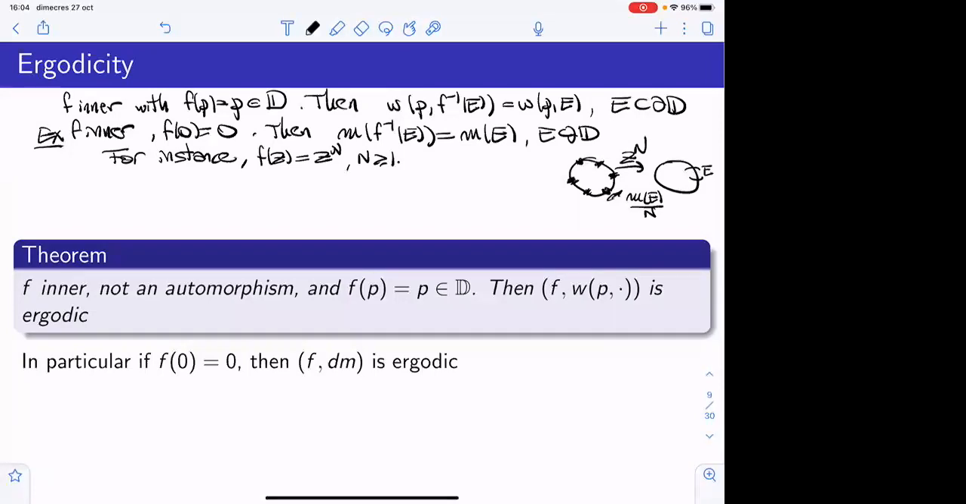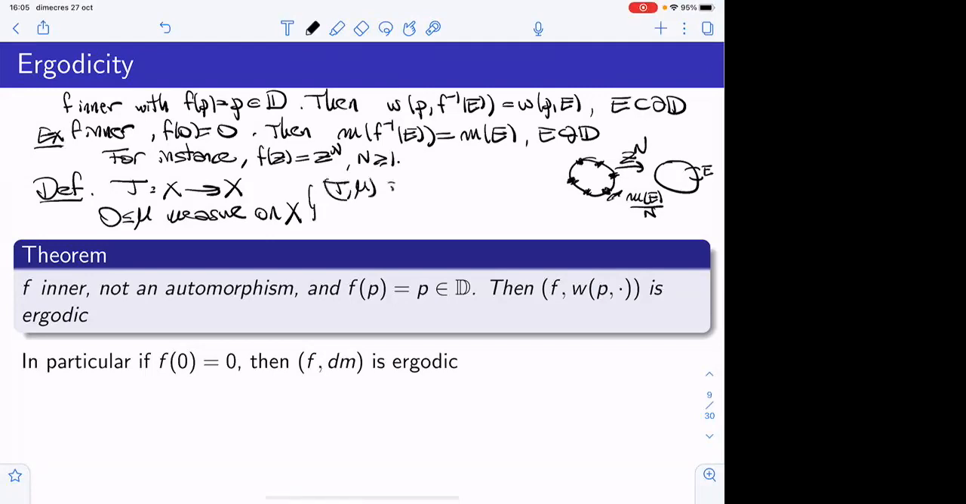Okay, so the next step is to show that actually not only is harmonic measure or Lebesgue measure preserved by inner functions with an interior fixed point, but also that the corresponding dynamical system is ergodic. So let me recall the definition of ergodic. If you have a mapping T from X to X, and you have a probability measure mu on X, then we say that T, mu is ergodic if the following holds: the only sets which are preserved are the sets of mu measure 0 or 1.